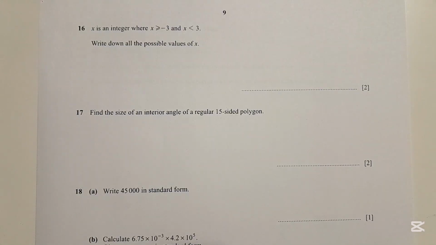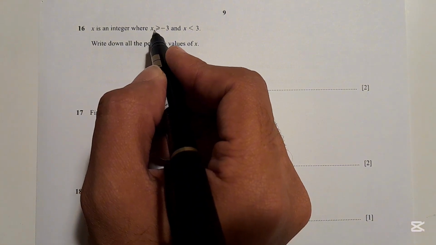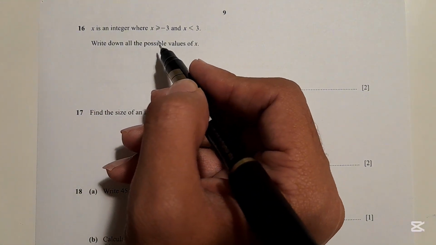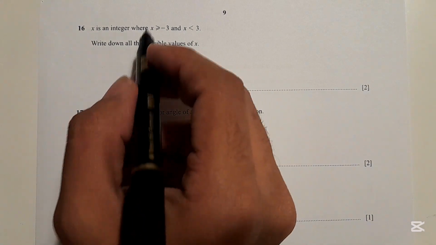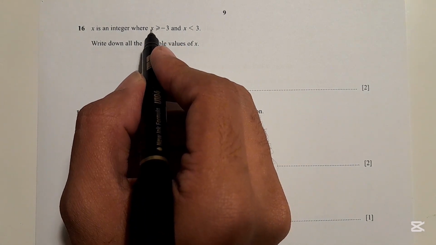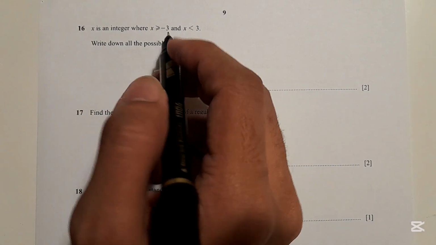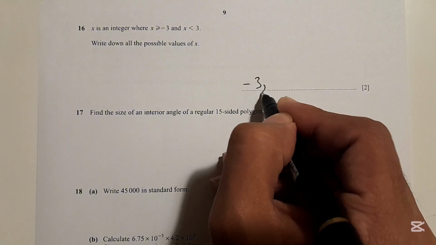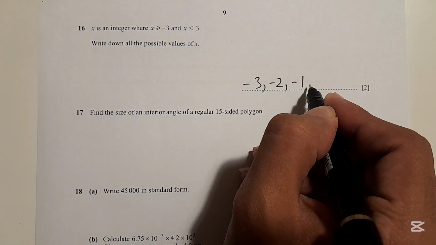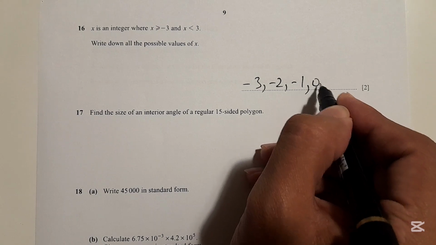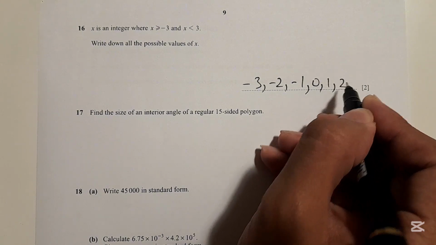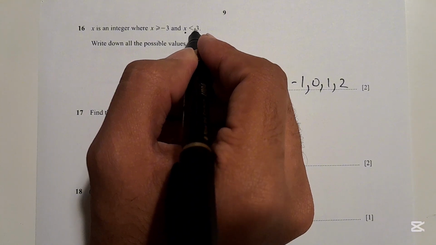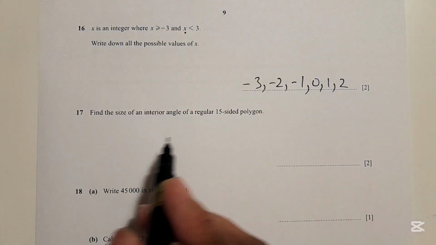Question 16 states x is an integer where x is greater than or equal to -3 and x is less than 3. Write down all the possible values of x. So the value is greater than or equal to -3, so it will be -3, -2, -1, 0, 1 and 2, because the value of x is less than 3, not less than or equal to 3. So this is all the integers.